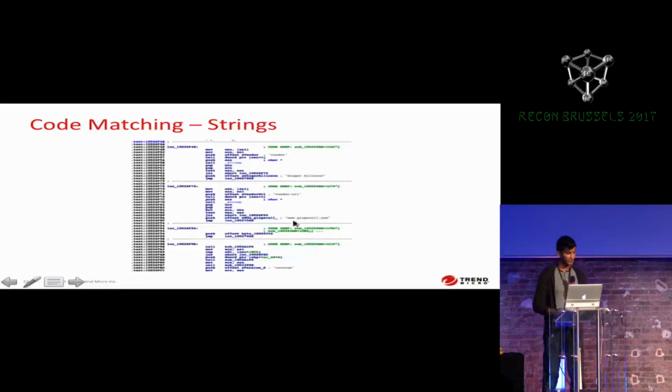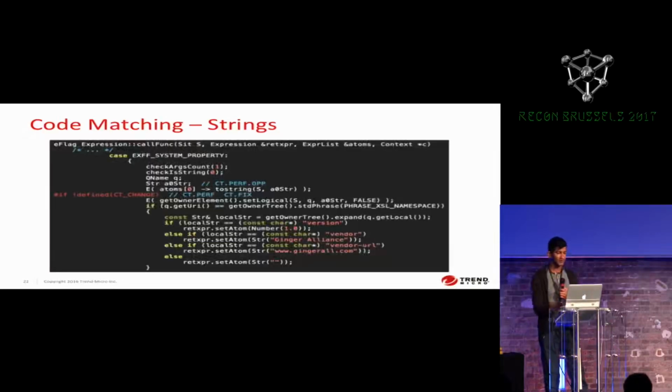And it ends up being this function, which is probably impossible to read. It's perfectly fine though. But it references vendor URI, Ginger Alliance, and gingerall.com. And if we were to keep going up, we would eventually see that EXFF system property value being referenced. I would have shown that, but it ends up being kind of worthless in that math is performed on it, and it doesn't end up being hex 3B like it is in the structure itself.